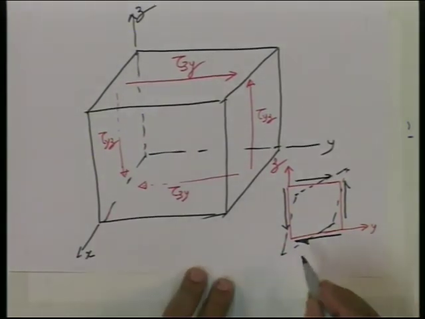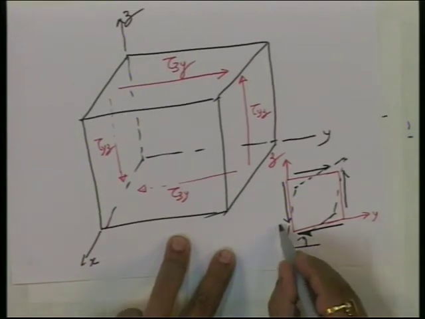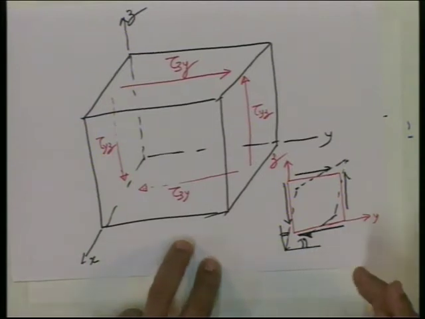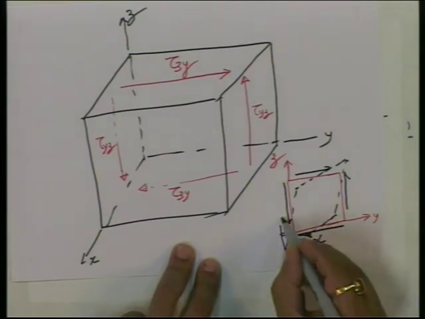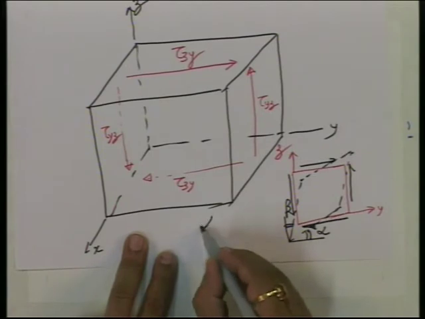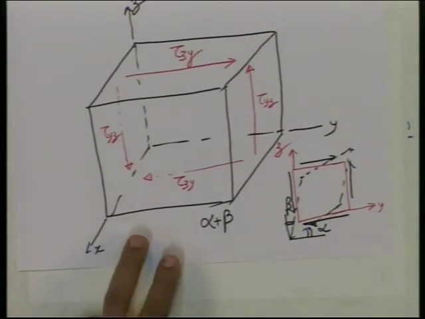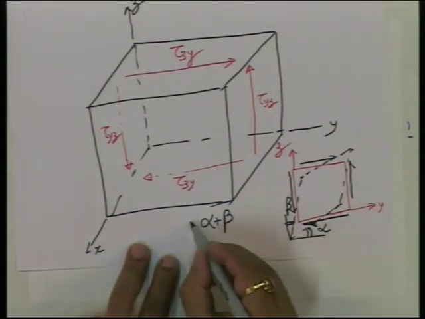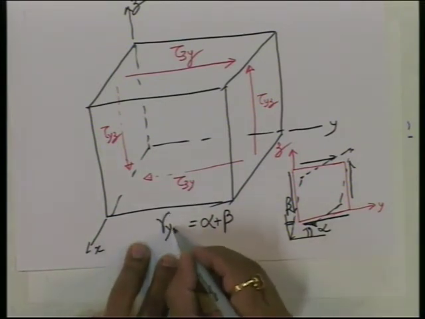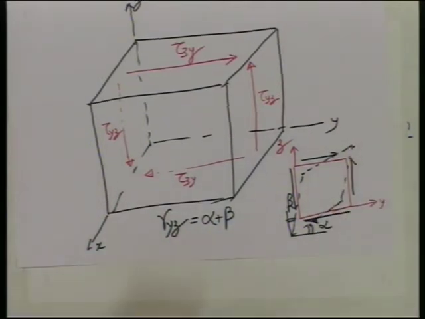So, your shape of this square will become something like this. So, this change in right angle, this angle here and this angle here, sum of these two angles is gamma yz. So, if this is alpha and this is beta, change in alpha plus beta is the change in right angle. It is reduction in right angle, that is how we define reduction in 90 degrees, that is gamma yz. Here the shape has changed.